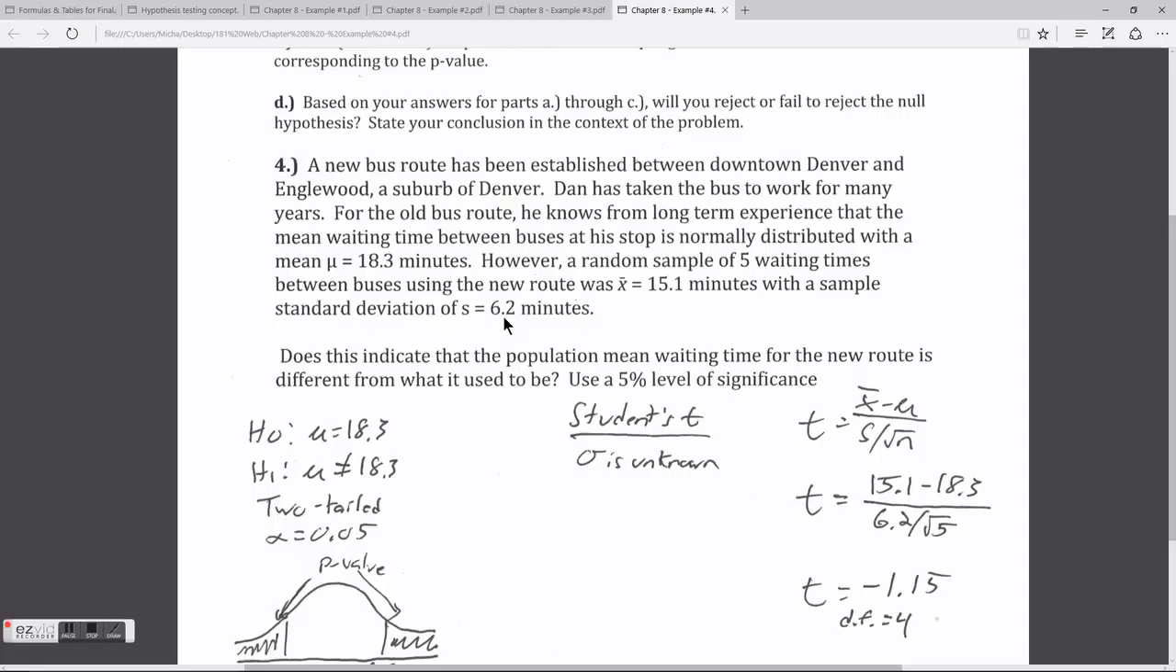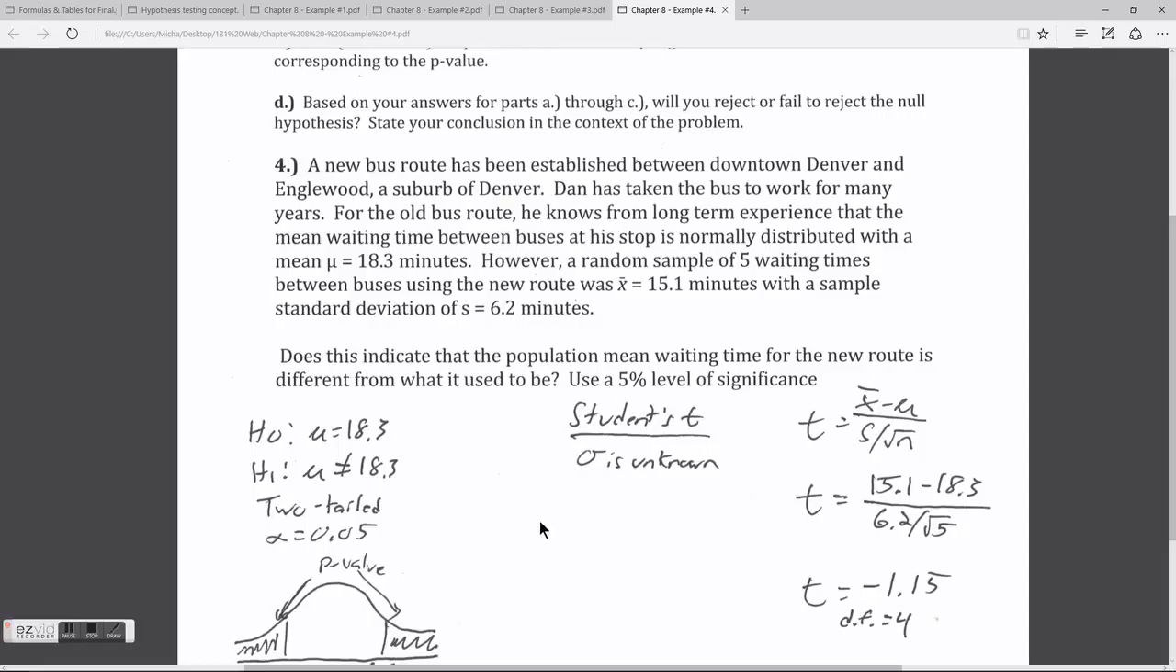So what we want to test is whether or not that's enough information to conclude that the mean waiting time between buses is now actually different from what it used to be, which was 18.3 minutes. So our null hypothesis is going to be the claim that the mean waiting time is still 18.3 minutes. And if our evidence suggests that we should reject that claim, I'm going to adopt the claim that the mean waiting time is actually now different than 18.3 minutes. So this is going to be a two-tailed test with a 5% level of significance. If I reject the null hypothesis, there will be less than a 5% chance I'm wrong in doing so.